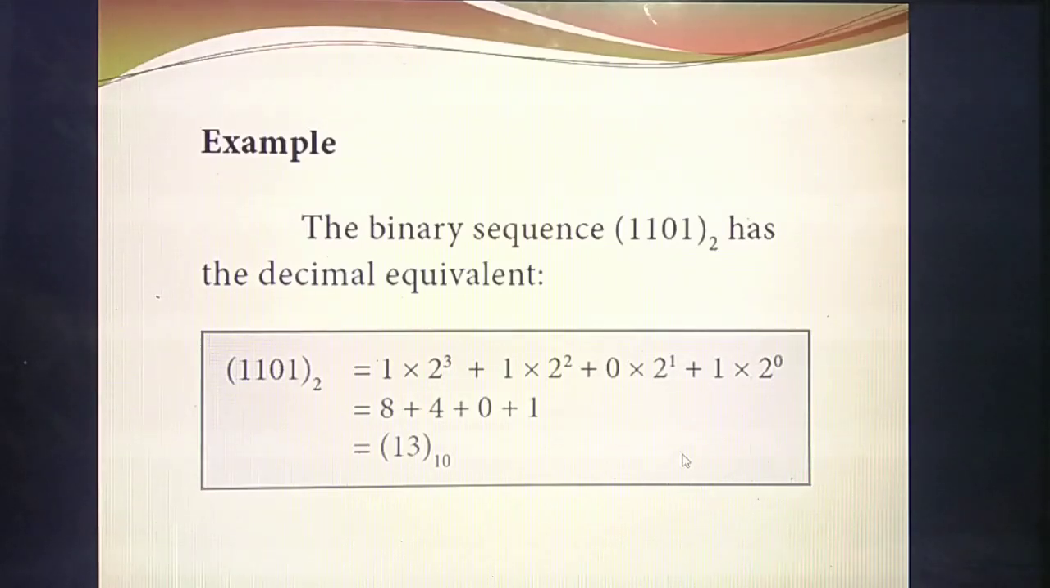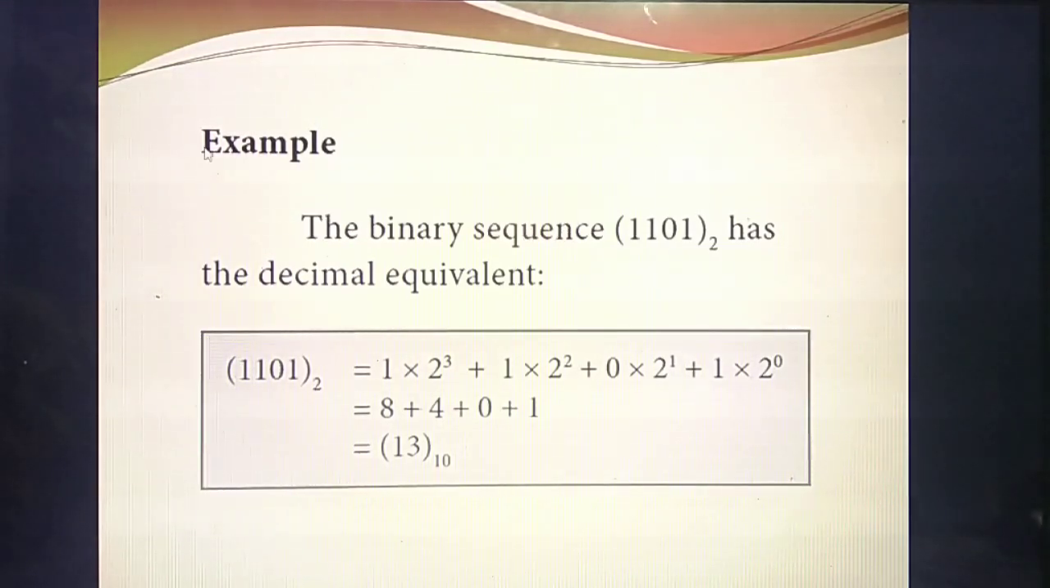In your notebook you should write. First listen carefully, afterwards you can write. Now we are going to convert this binary number into a decimal number. In your notebook, put the heading as Binary Number System. Then put the question number 2.